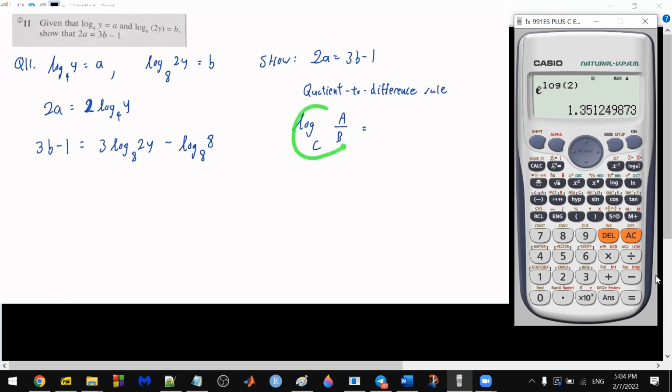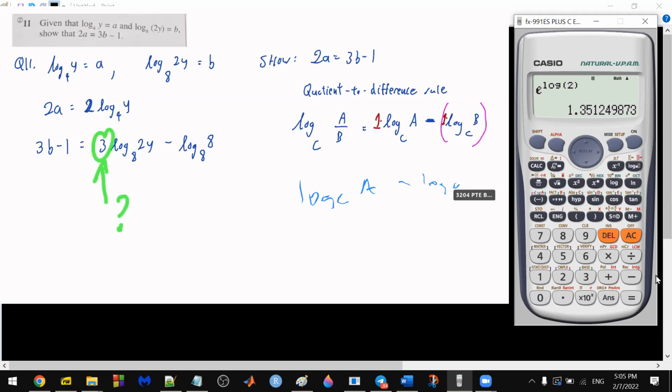Then the formula is log A over B base C. It's actually just log A base C, subtract away log B base C. There is an invisible pair of brackets after the minus sign. Okay? And also, notice that coefficient here is a 1. 1 times log. Here also 1 times log. Over here, is it 1 times? 3. It isn't. So that's when you need another rule, which is the power rule.